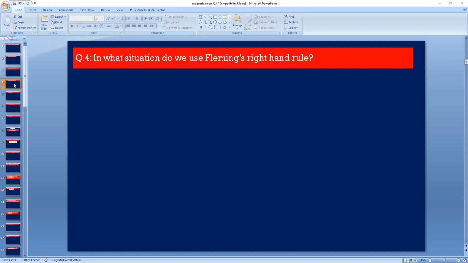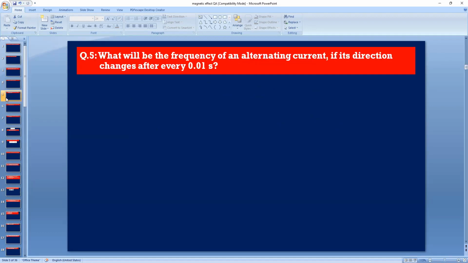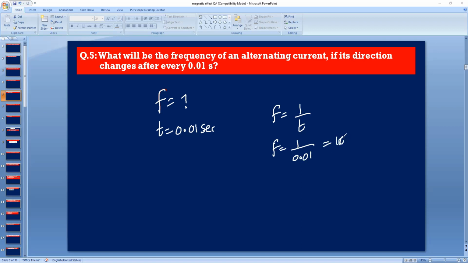Next. What will be the frequency of an alternating current if its direction changes after every 0.01 second? What will be the frequency of the alternating current if it changes every 0.01 second? f is equal to 1 by T. So f is equal to 1 by 0.01, which means 100 Hz.